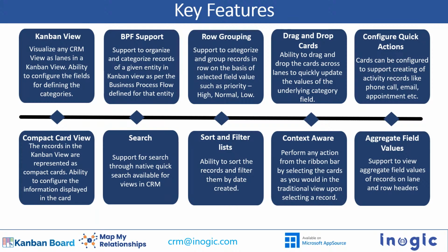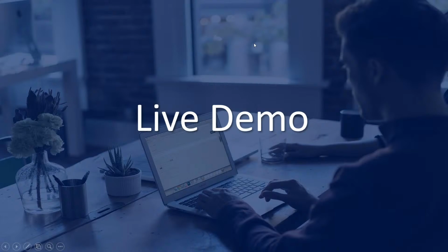And finally, the aggregate field values. Now, this is probably one of the best features, and I will definitely touch base on this during our demonstration. Now, this basically supports to view aggregate field values of the records on the lane and row headers. With that being said, let's deep dive in the demo and see almost all these features in action. To do that, let me switch back to my CRM window first.